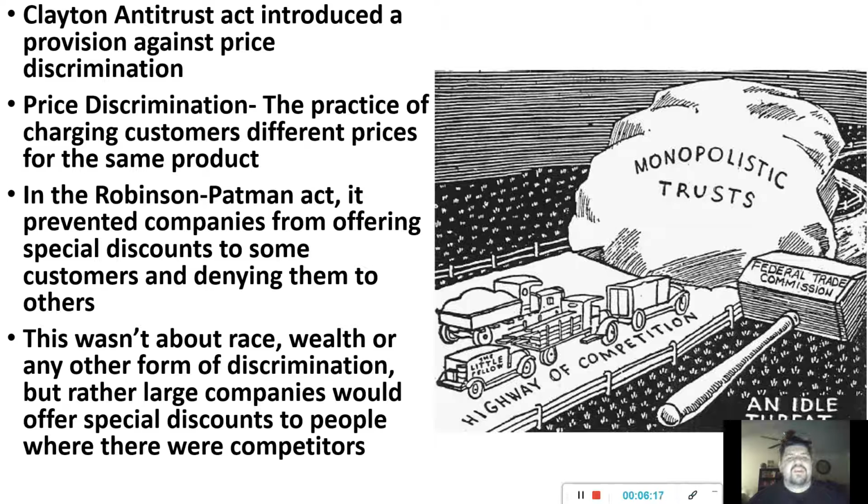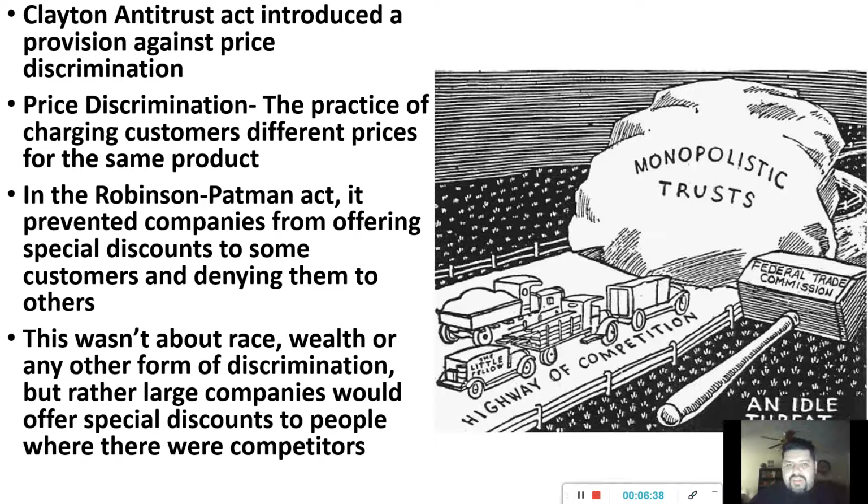So what happened is they said, okay, well, we're not going to do that. So what they did is they gave special discounts to some customers where they denied it to others. So they said, oh, it's not the prices, it's a discount. You change the word, but still it means the same thing.